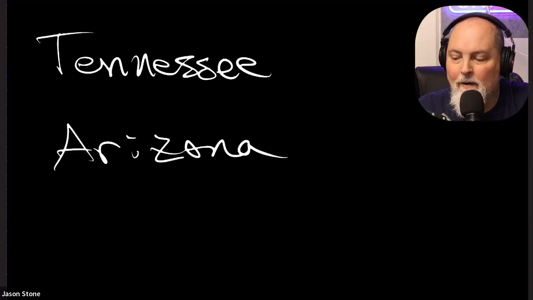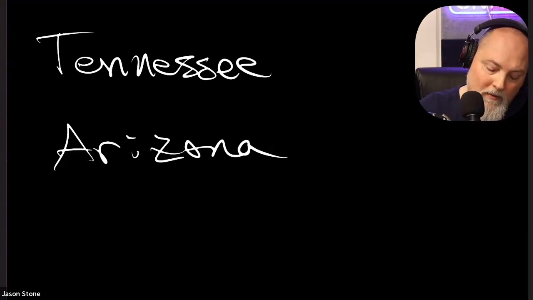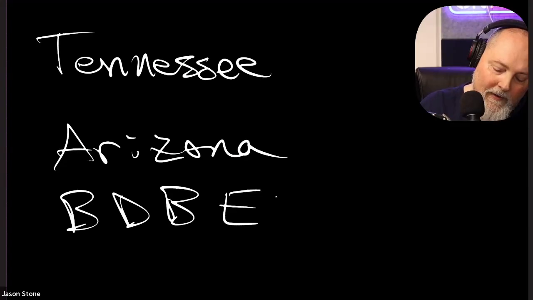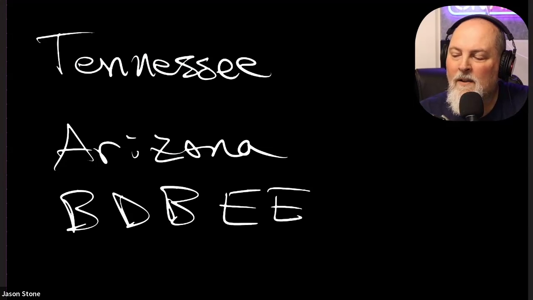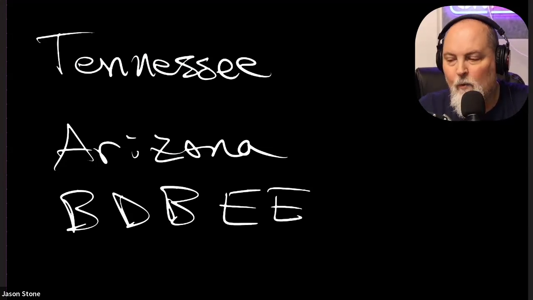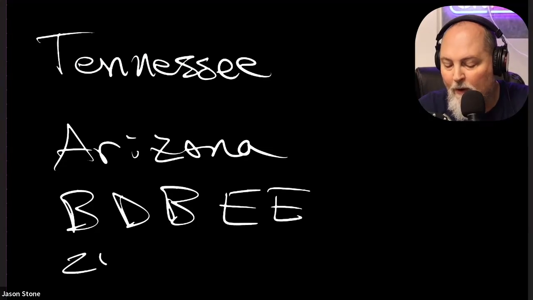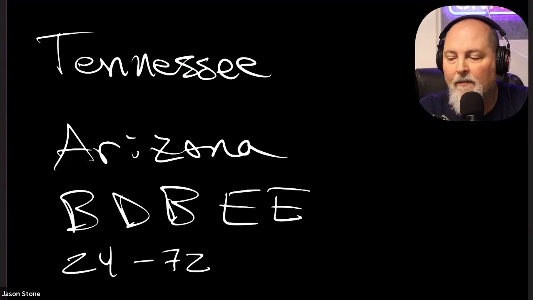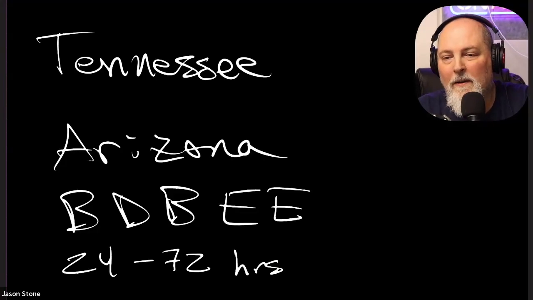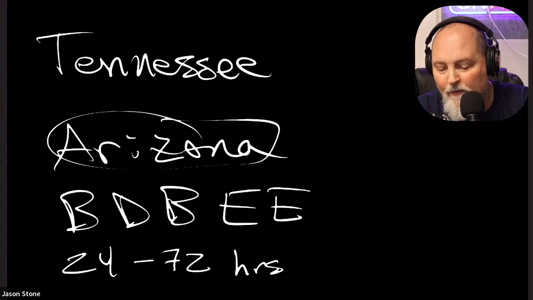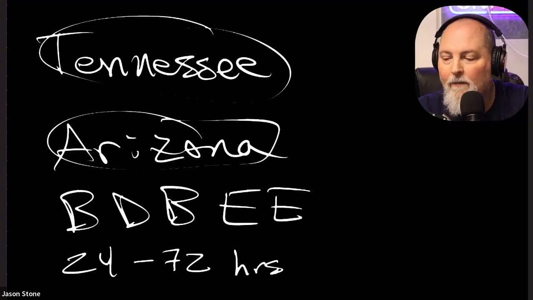Now, these are implemented by an NRC order, and it's what we call Beyond Design Basis External Events, BDBEE. Nuclear power loves acronyms. So the response time is to deliver equipment as early as 24 hours, but no later than 72 hours. And they're meeting plant-specific needs. So the power plants out west will get serviced by the Arizona one, and the plants out east will get serviced by the Tennessee one.